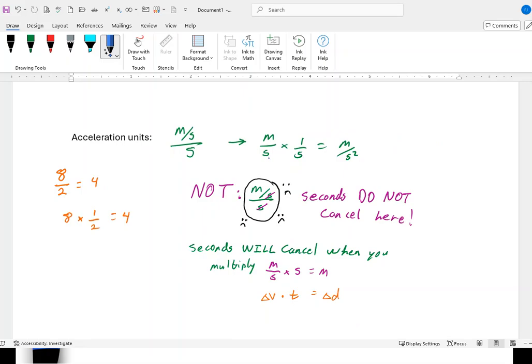Some people get confused and say, oh, should the seconds cancel out here? Well, no, as you can see in this case, they should not cancel out. But when we see it like this, I say, oh, no, seconds cancel. They do not. Absolutely, the seconds do not cancel out. You say, well, fair, will seconds ever cancel out for us? Yes, but not when we're dividing meters per second by seconds.